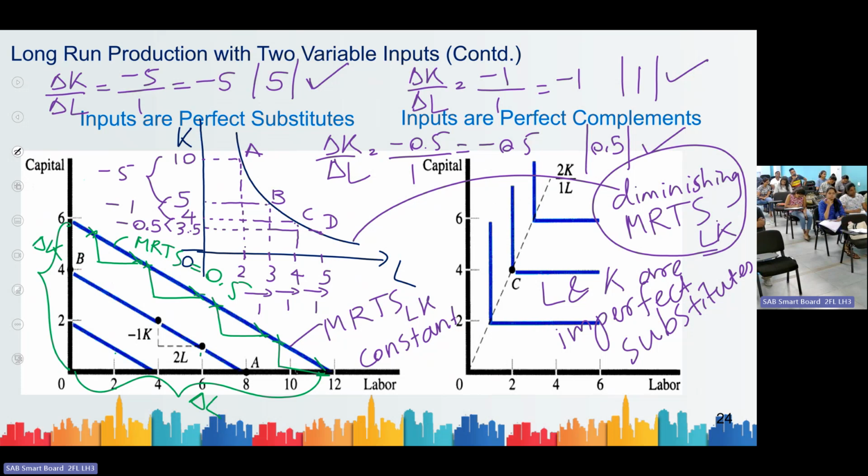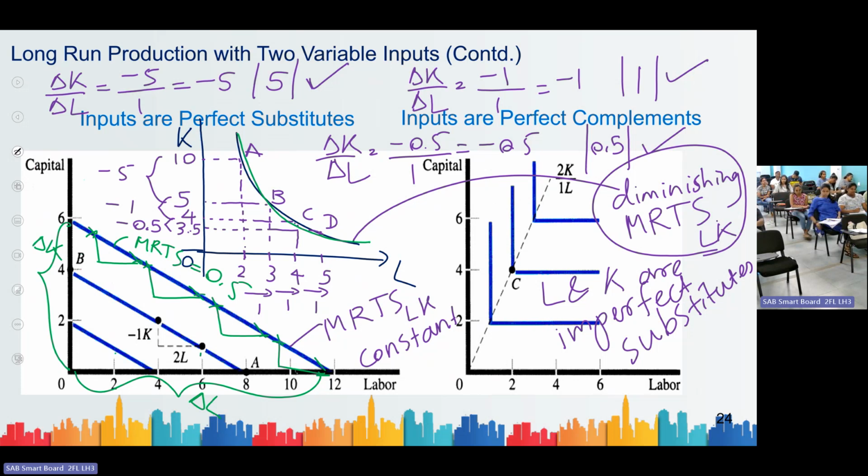The amount sacrificed for a 1 unit increase in the other input decreases in this case. But in this case, the amount sacrificed from capital for a 1 unit increase in labor remains the same. They are perfect substitutes. Instead of capital, we can entirely substitute labor. Instead of labor, we can entirely substitute capital. So they are perfect substitutes.